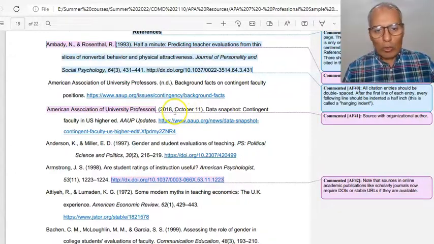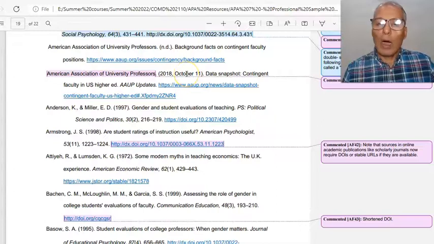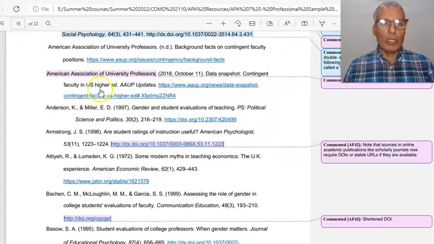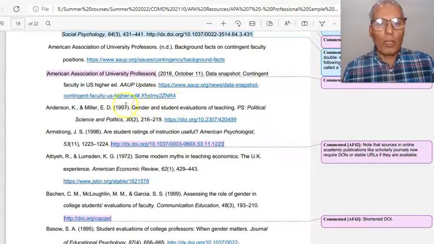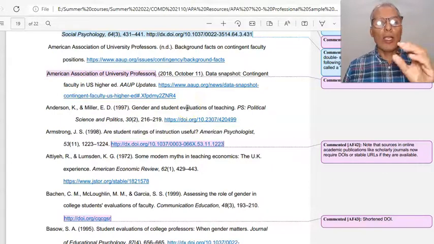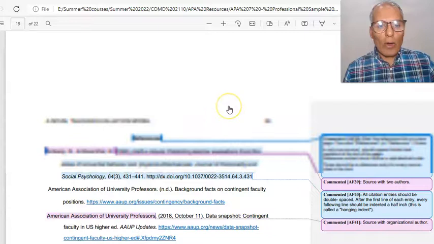You notice also why I mentioned it: this is not an article or a book, for example. It is a particular publication that appears weekly or monthly, for example. So every kind of source has its own unique way of being documented. So this is as far as it goes.